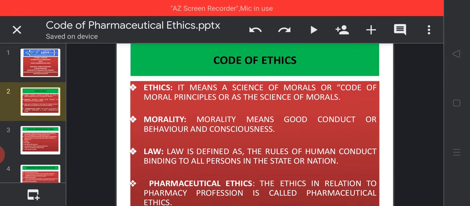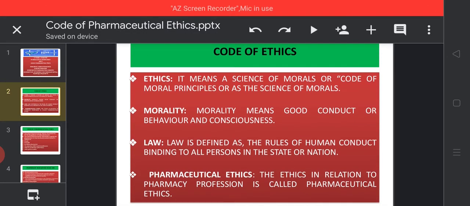Law and order, rules of human conduct, rules and regulations, how we will rule, we will maintain the human conduct. There are rules and regulations to maintain the human conduct, which binds to all the persons, all human beings, either in the state or nation.